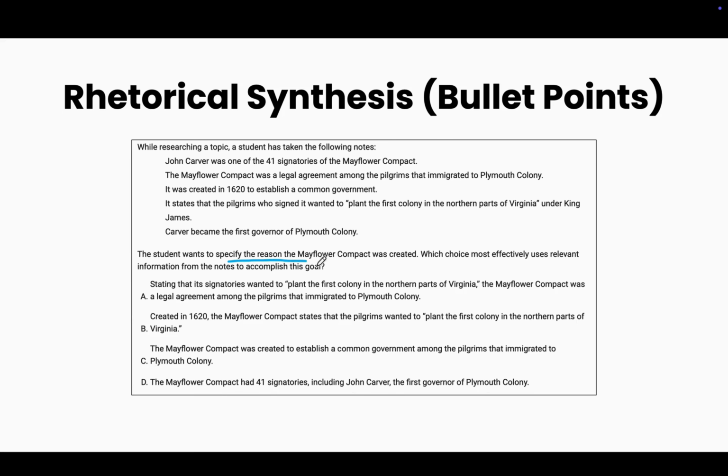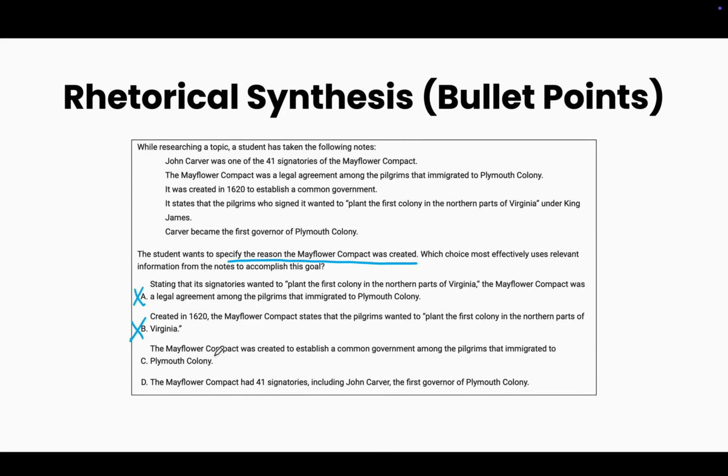The student wants to specify the reason the Mayflower Compact was created. Choice A, stating that its signatories wanted to plant the first colony in the northern parts of Virginia. The Mayflower Compact was a legal agreement among the Pilgrims who immigrated to Plymouth Colony. This states what the Pilgrims wanted, but not the purpose of the compact itself. Choice B: Created in 1620, the Mayflower Compact states that the Pilgrims wanted to plant the first colony in the northern parts of Virginia. Again, this is about where they wanted to settle, not why the compact was created.